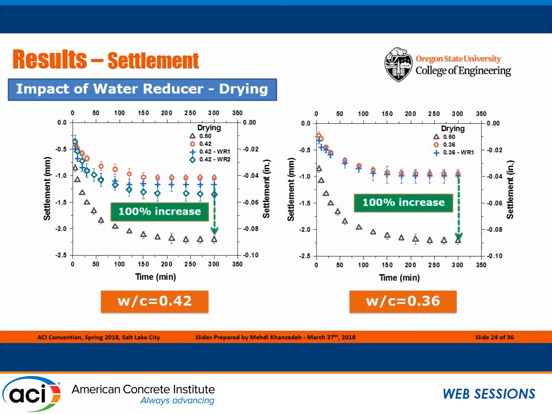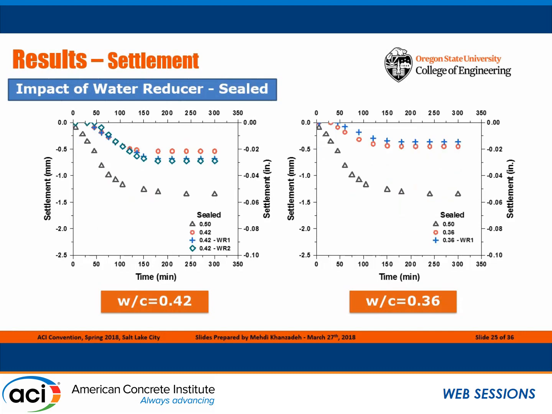So if we compare the 0.42 mixture with a water reducer, where we have almost similar workability or slump as the 0.5, we have around 100% increase in the settlement, and it's the same for the 0.36 one. So this shows that when we add a water reducer to the system to improve the workability, it's not changing or impacting the settlement significantly. This is a similar trend for the sealed samples, and I'm going to talk more about why this is happening in later slides.